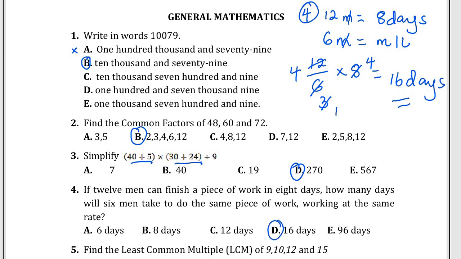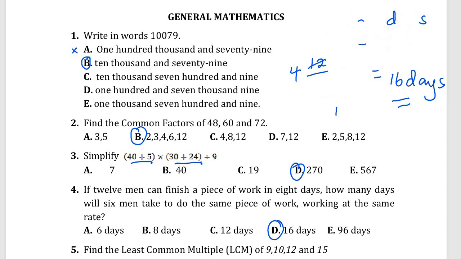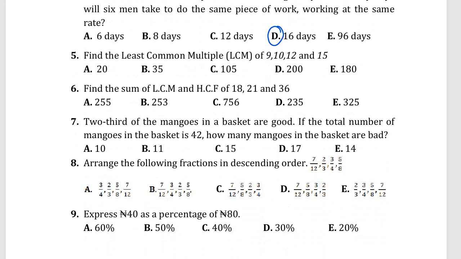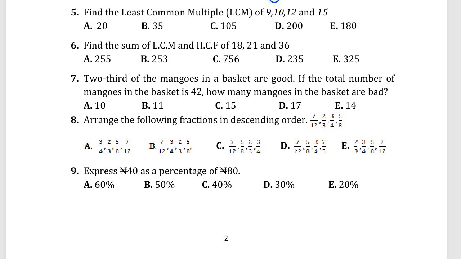Okay, which is D. Alright, we've already solved the first 4 questions. So we are going to go straight to question number 5 and solve from 5 to 10. Okay, so I'm going to move down to number 5. Question number 5 says, find the least common multiple.